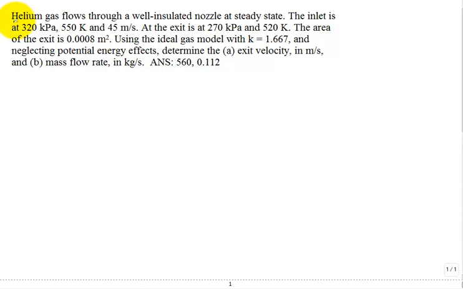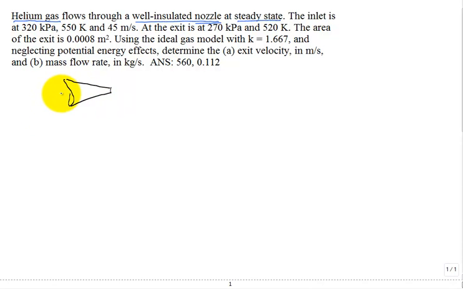So we have helium gas. It flows through a well-insulated nozzle at steady state. So what does a nozzle look like? Well, it'll be a section with reducing cross-sectional area.